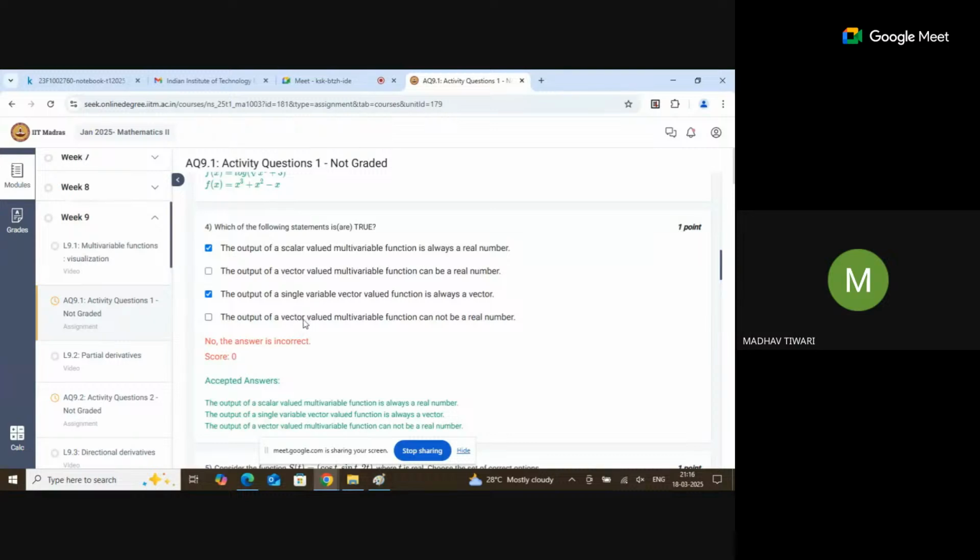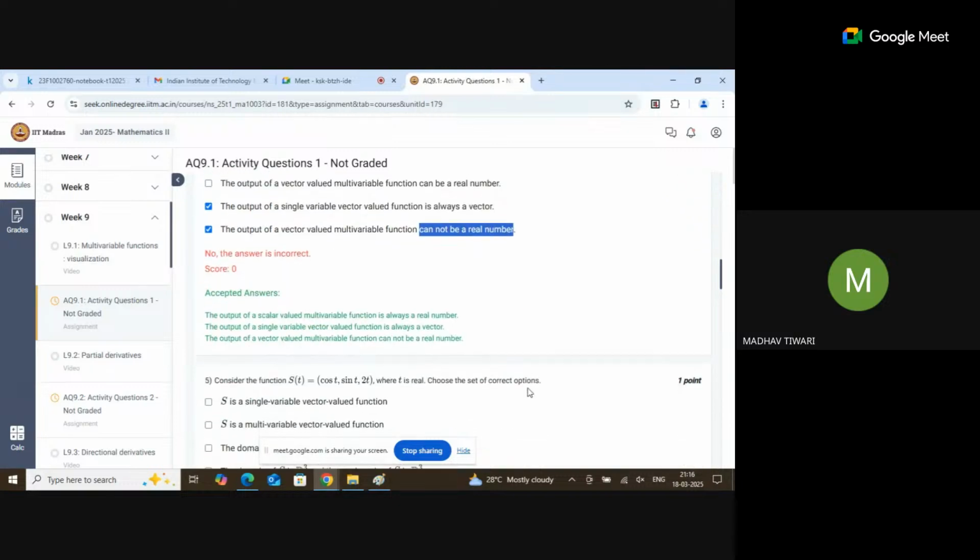Next is vector valued multivariable: it cannot be a real number, because it has to be a vector. How can it be a single real number? So this is correct.